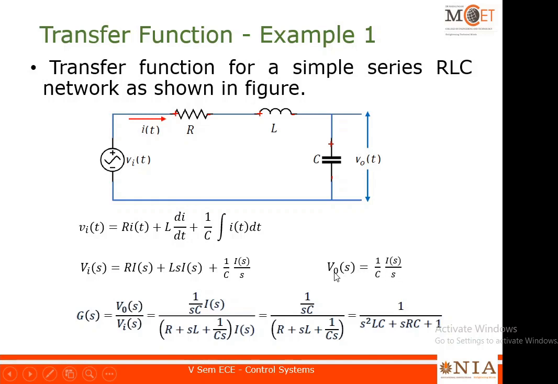So now you have two variables, that is the output variable V naught and the input variable Vi. So your transfer function is output variable to that of input variable. So just divide these two equations, you get V naught of S by Vi of S. Once you divide it, you get 1 by SC divided by R plus SL plus 1 by CS. You can reduce it to write it like this: 1 by S square LC plus S into RC plus 1. So now you have got the transfer function.